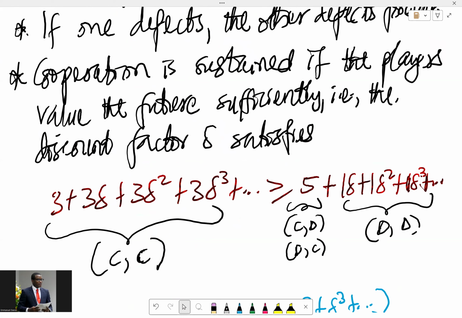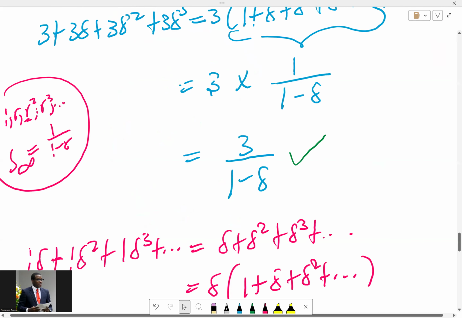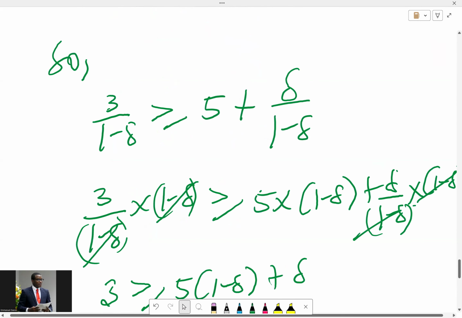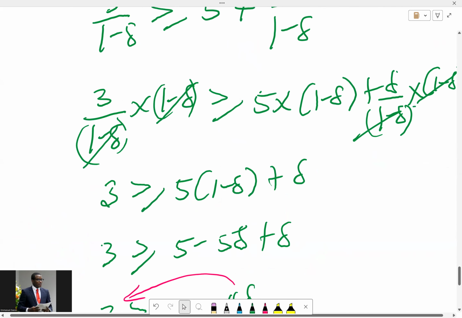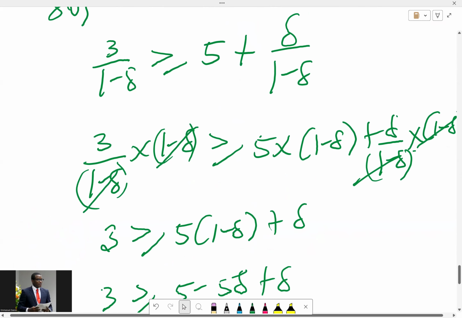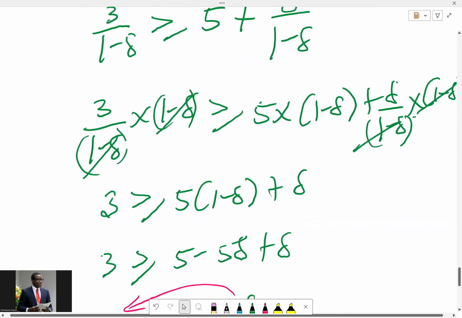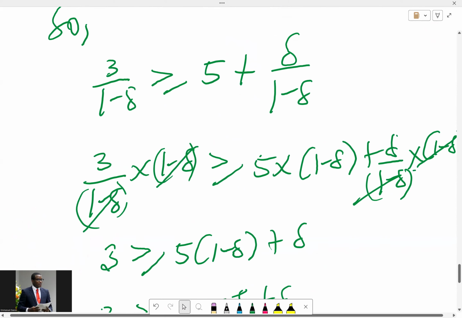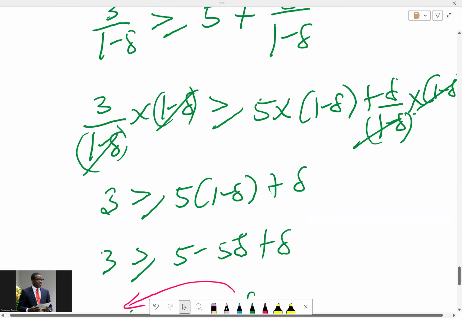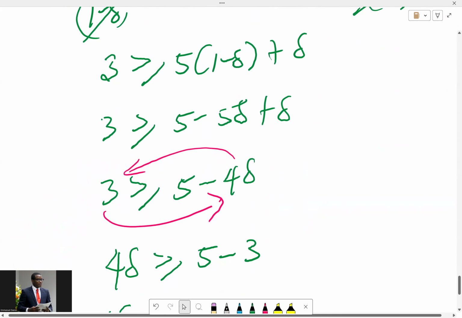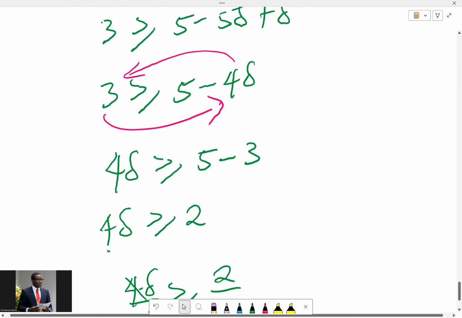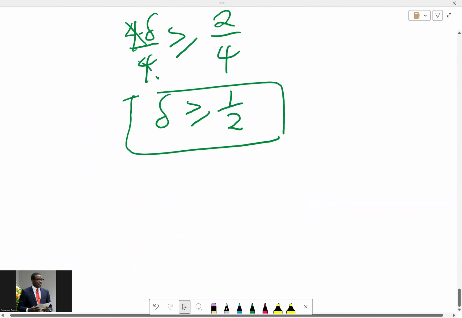Then we have only that 5 and then all the rest of that. So we have 3 over 1 minus delta equals, so I guess I did all that right. This cancels 5, 5 minus 5 delta plus, this cancels out here also. So that goes. And then 5 minus 5 delta plus delta, that's minus 4 delta for sure. 4 delta comes, 5 minus 3 is 2. I think that's what we have.